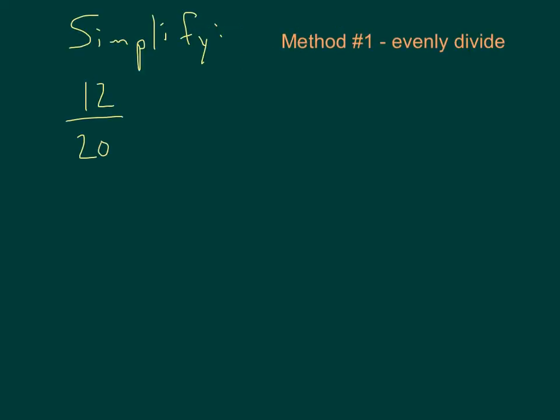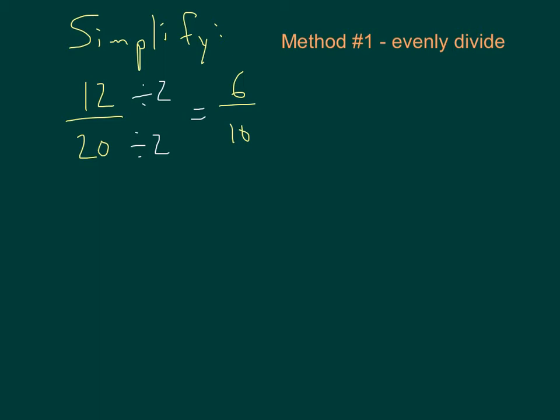Let's try method number 1, to evenly divide both the top and the bottom number. So if we're going to simplify 12/20, a lot of students will look at 12 and 20 and say, well, those are both even numbers, so I could divide them both by 2. So we'll divide top and bottom by 2. And what we end up with is 12 divided by 2 is 6, 20 divided by 2 is 10.